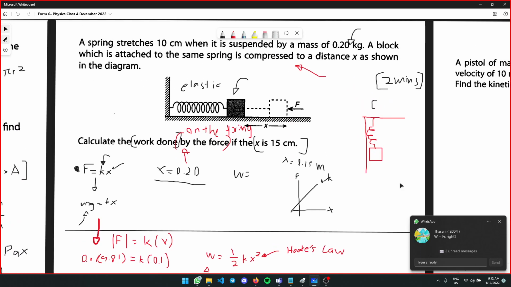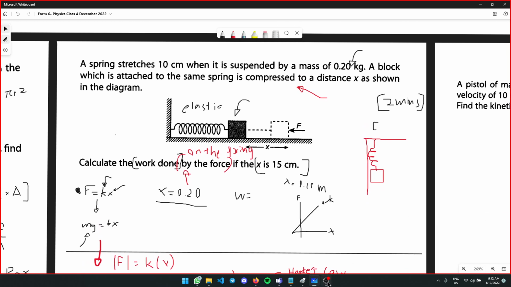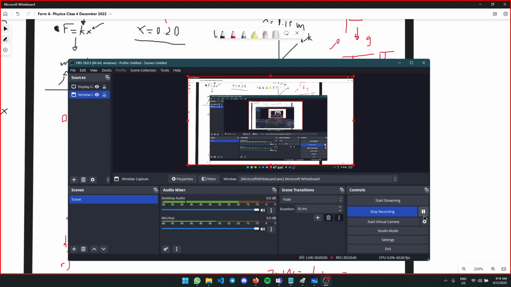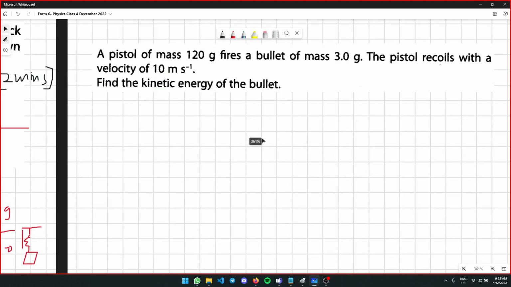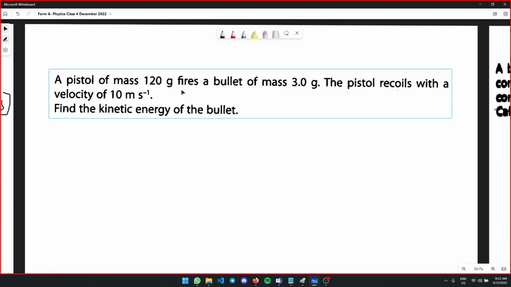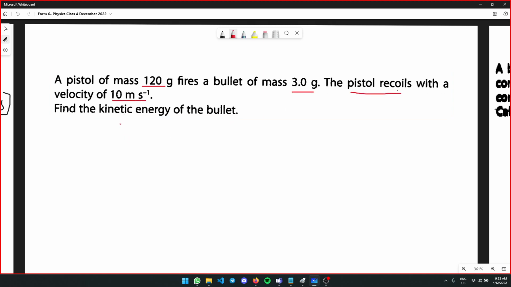But let's read the question properly. So what does the next question say? A pistol of mass 120 grams fires a bullet of 3 grams. The pistol recoils with a velocity of 10. So this is a momentum question. When there's a question like this, you have to remember the principle of conservation of momentum. Just write an acronym, PCM. I usually write PCM.